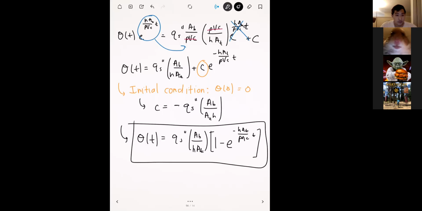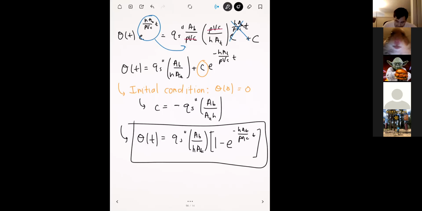And there's our final answer. The last thing I'll do for you on the next page is plot the solution, and then we'll call it a day. Any questions on this solution here?